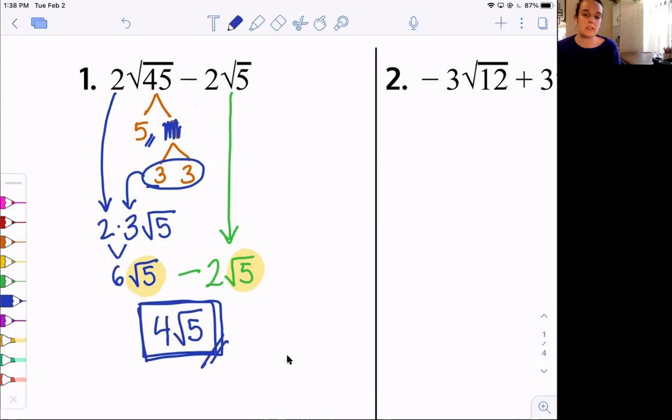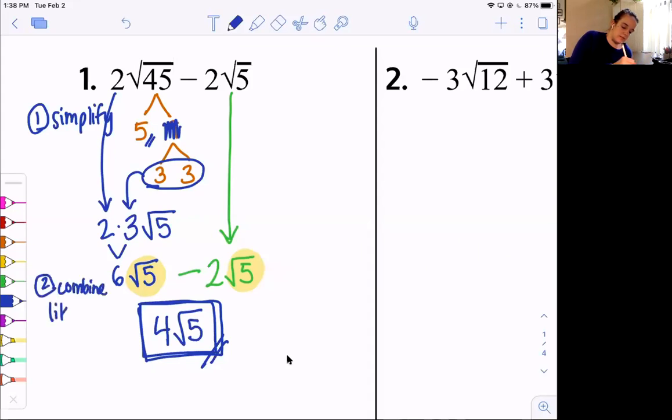What questions, if any, did we have? Our first step, simplifying. And my second step was down here. I combined my like terms. So 2 big steps.